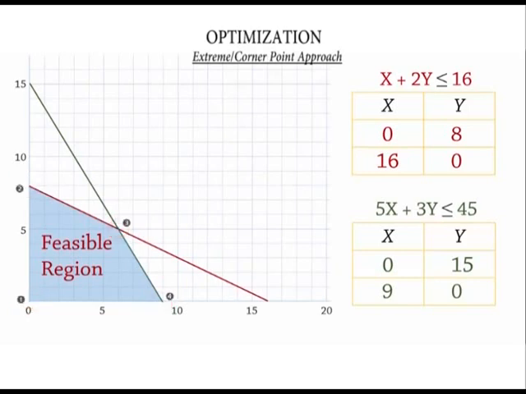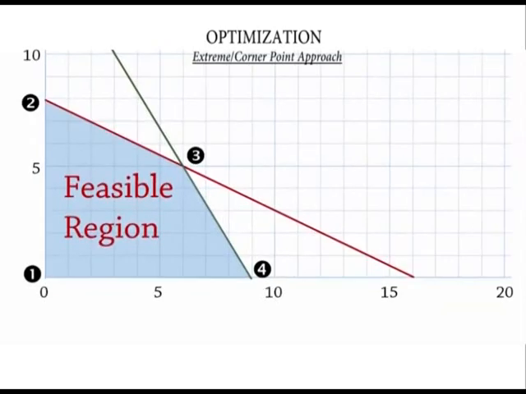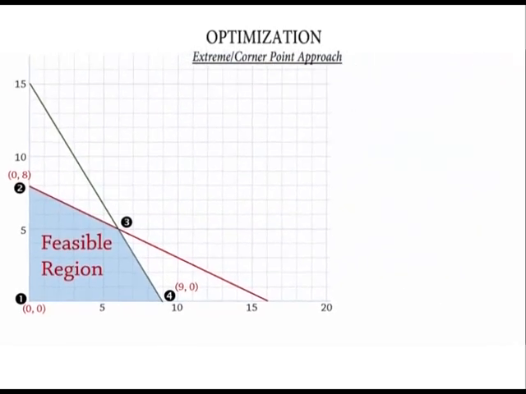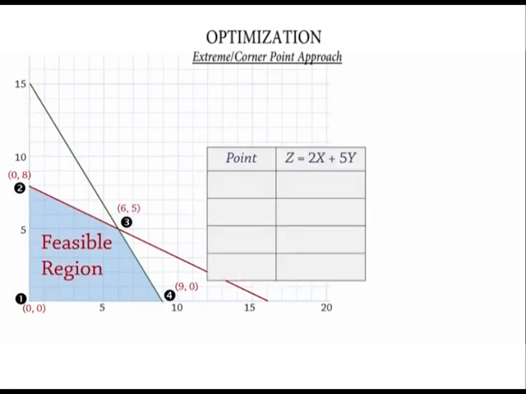From here, the optimal solutions occur at the extreme points or at the corners. We label them 1 to 4. The maximum solution will occur at one of them at least. To decide which one is optimal, we will find the coordinates of each point, substitute in the objective function, and choose which one is the best. At point 1, we have 0, 0. Point 2, 0, 8. Point 3, 6, 5. And point 4, 9, 0. Now we determine the optimal point by getting the corner point that will give the highest value for the objective function. We want to maximize the objective function z equal to 2x plus 5y.